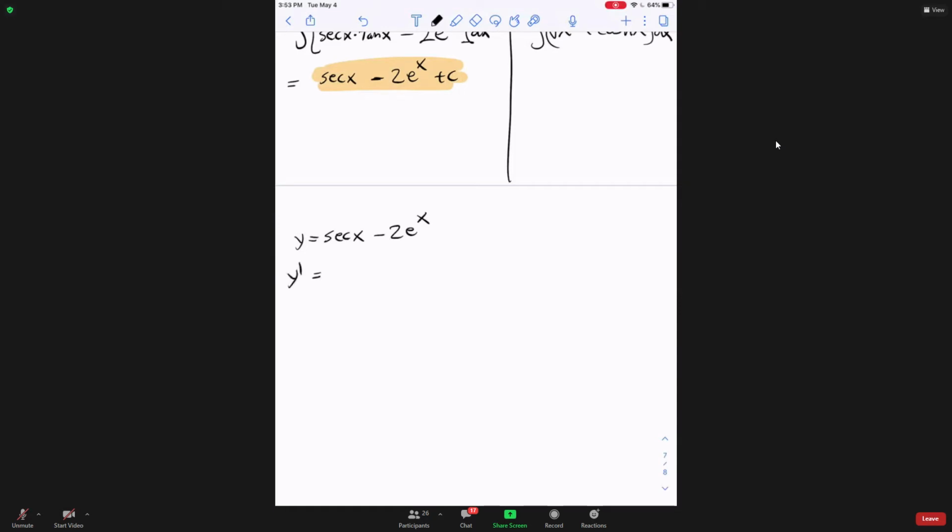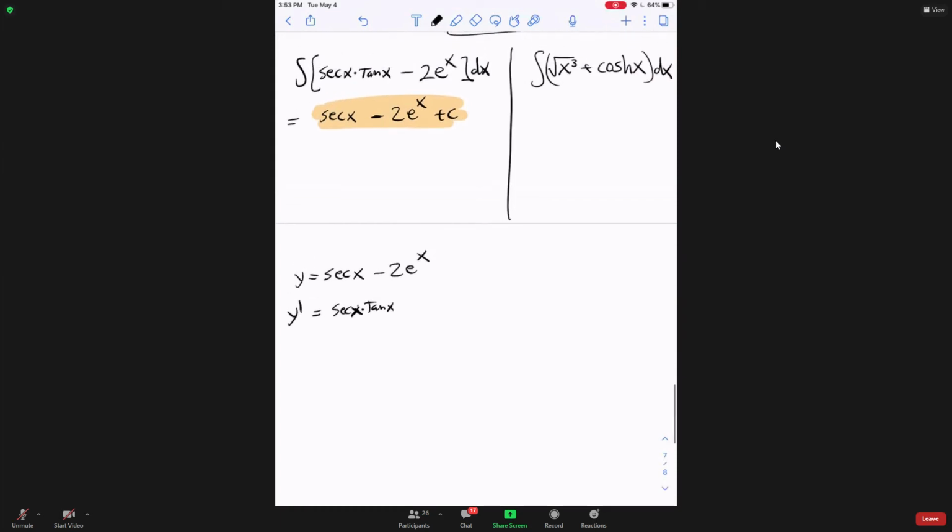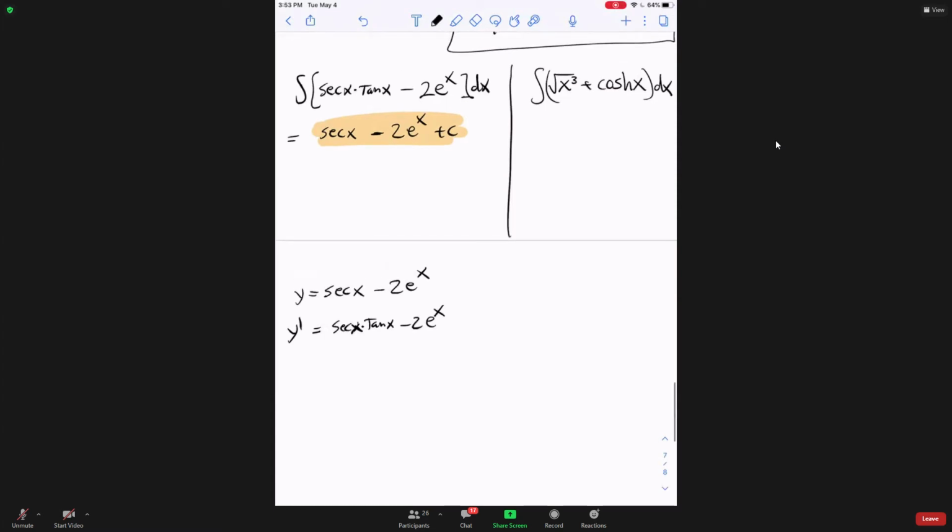You say, all right, the derivative of secant is secant x tangent x. And then the derivative of e to the x is itself, and then minus 2 is times minus 2. So just e to the x, the derivative is itself. Does that make sense?